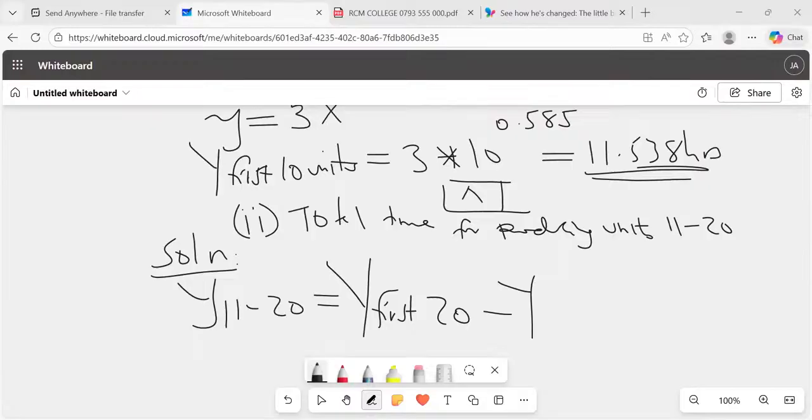So when I say Y first 20, I've been able to encapsulate everything, put everything in that capsule from 1 to 20, but we know that this examiner does not want the first 10. So in this case, minus Y first, what here? Minus Y first 10, like that. So that is akin to saying 11 to 20.